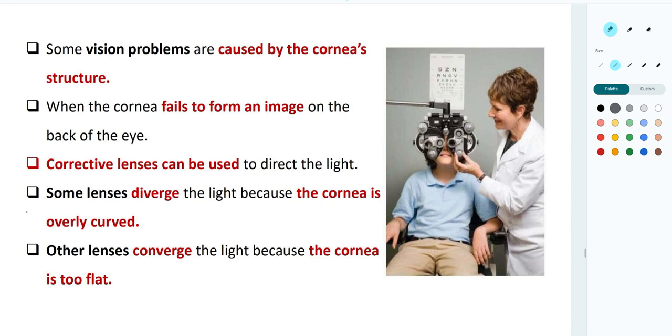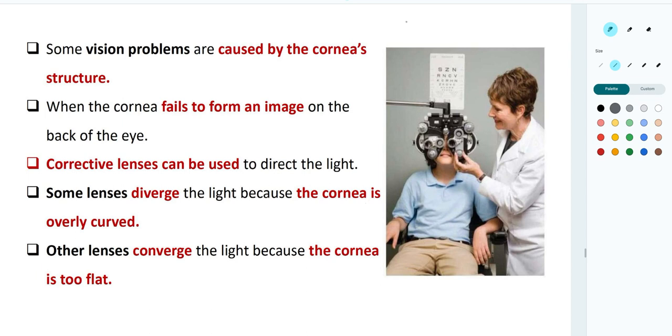Some vision problems are caused by the cornea. So when the cornea fails to form an image on the back of the eye, when we say back of the eye, we're specifically talking about the retina. Then corrective lenses or glasses can be used to make sure that light gets directed properly. Some lenses will diverge the light, so that means that they would be concave, and other lenses will converge the light, which means that those will be convex lenses.